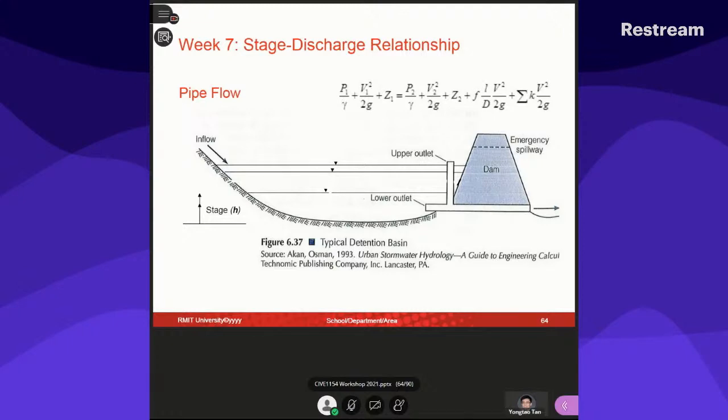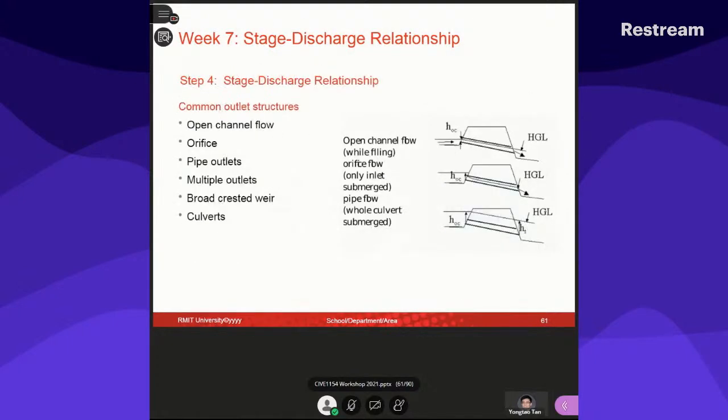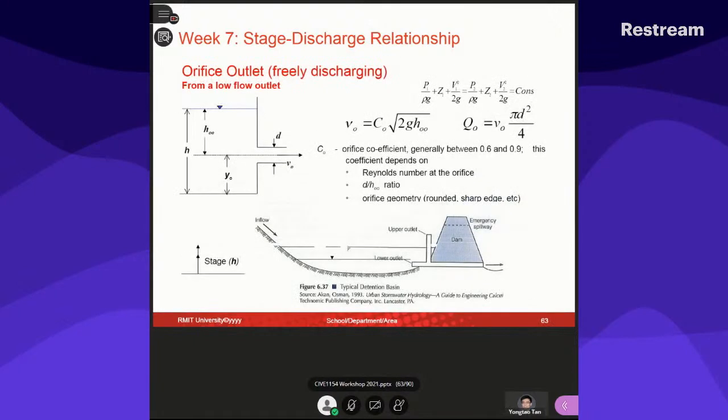As shown in the previous ones, the last one is the pipe flow. We can see that the inlet is submerged and the outlet is submerged. And also the HGL, the hydraulic grade line, is higher, greater than the diameter of the pipe. That means it's under pressure. The water in the pipe is under pressure.